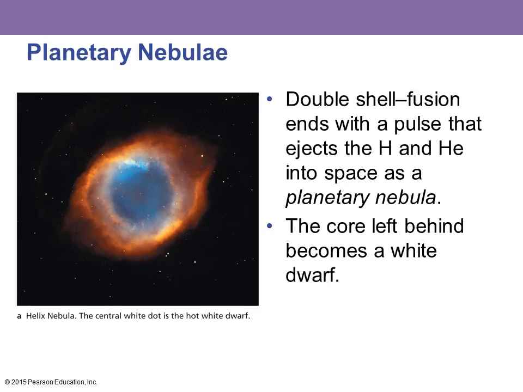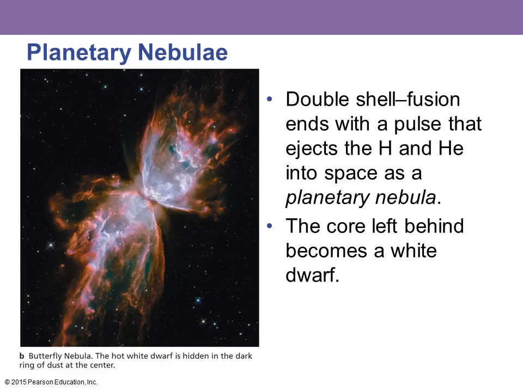Double shell fusion ends with a pulse, which ejects the hydrogen and helium into space. We call it a planetary nebula, but there's no planet involved. This is just one of the latter stages of the star's life cycle. So the core left behind becomes a white dwarf. It ends with a pulse, ejecting this material into space, as I said, and this is just another example. This is called the Butterfly Nebula.